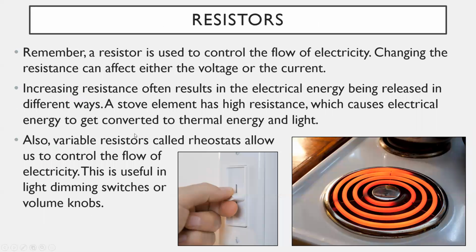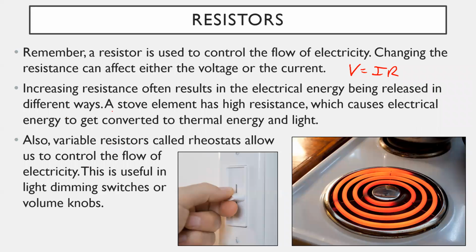All right, resistors, we'll go real quick on this one too. We just covered this just last week. Remember, a resistor is used to control the flow of electricity. Changing resistance can affect either the voltage or the current. That comes out of Ohm's Law, which we're going to talk about in a second. That was V is equal to IR. So if you change your resistance, either your voltage or your current's going to go up and down.